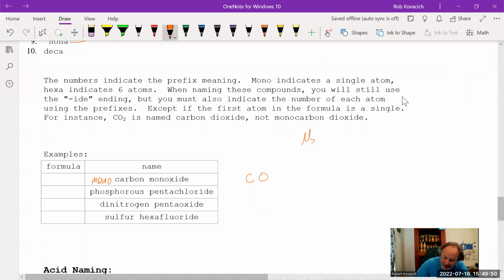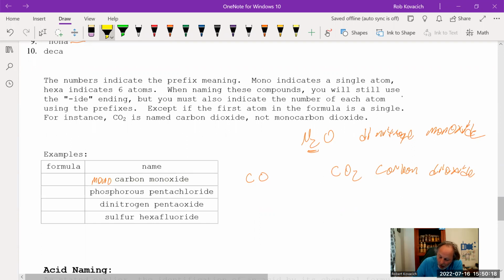Another example would be like N2O. So this would be dinitrogen monoxide. Or CO2 is not monocarbon dioxide, it's just carbon dioxide. So again, we are using that -ide ending. That is happening every single time. But again, this is a lot easier.